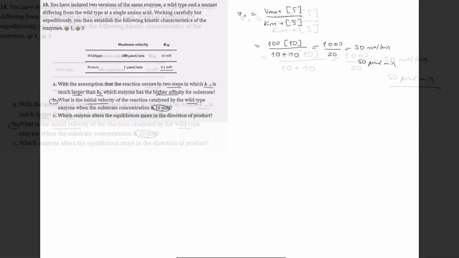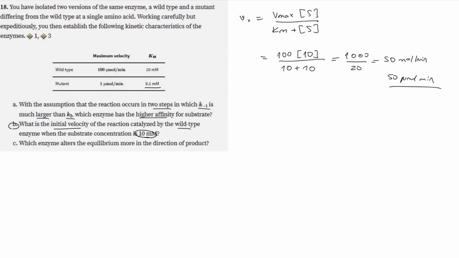What is the initial velocity of the reaction catalyzed by the wild type enzyme when the substrate concentration is 10? Here we use the Michaelis-Menten equation, as can be seen here. We have to plug in the values for the wild type. For Vmax, we write 100, and our concentration is given, it's 10 millimolars. And we also write the Km value. And from the equation, we get 50 micromoles per minute. So the initial velocity is 50 micromoles per minute.